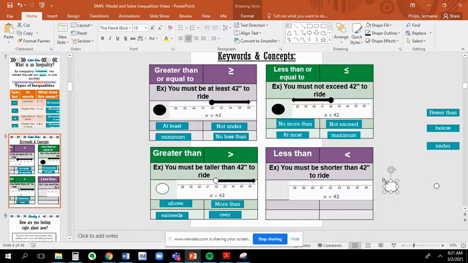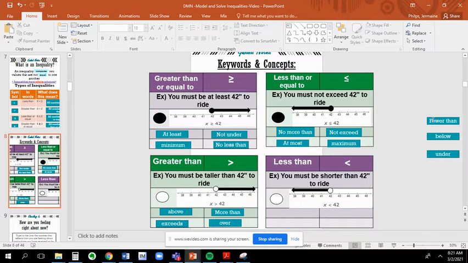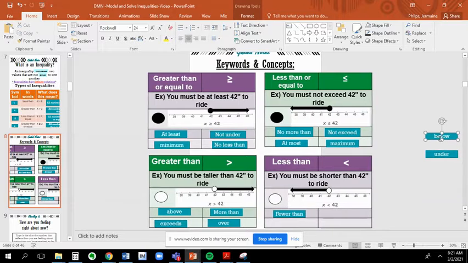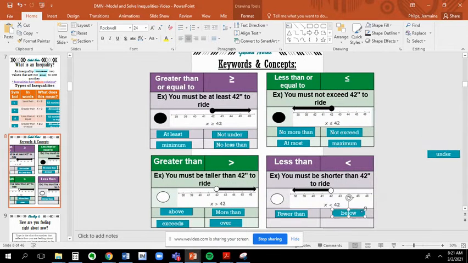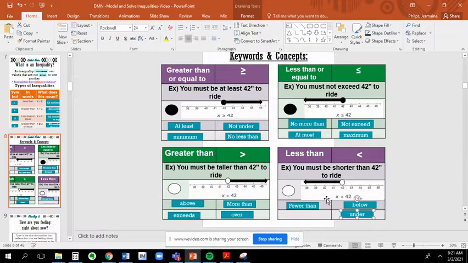And then for our less than side, our circle stays open as well. So greater than, less than, open circle. Greater than or equal to, less than or equal to, closed circle. For this one, my arrow is going to face to the left because it's saying every number that's less than 42, so 41, 40, 39, 38 are okay answers, but 42, 43, all those are not okay. So for this one, some keywords are fewer than, below, and last but not least, under. Okay? All right.